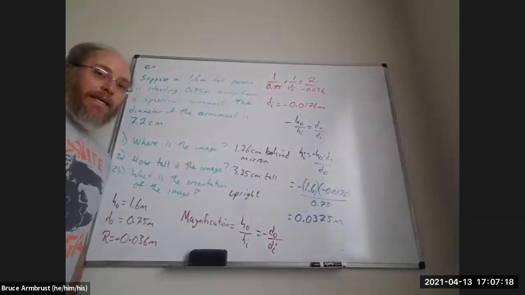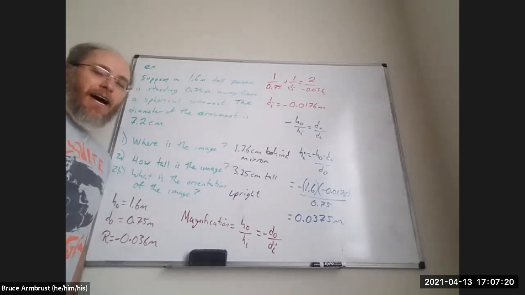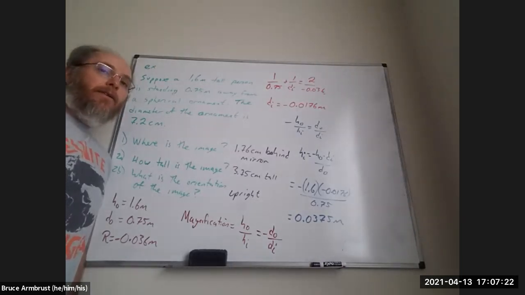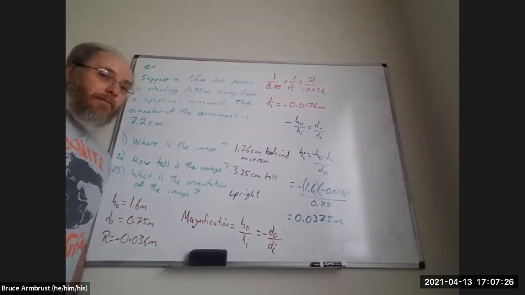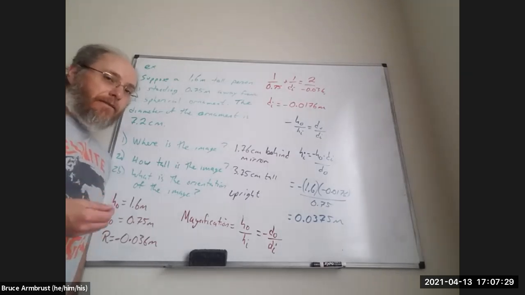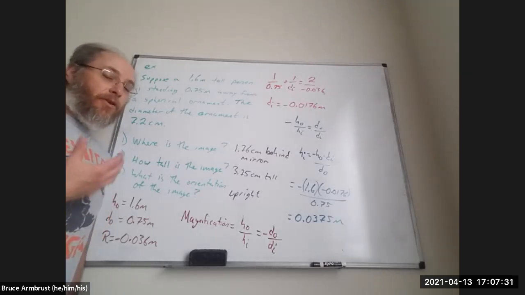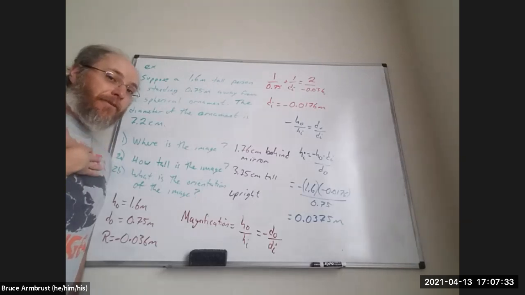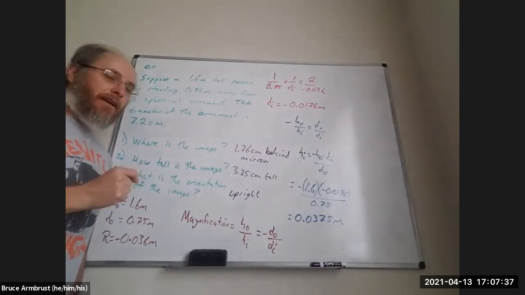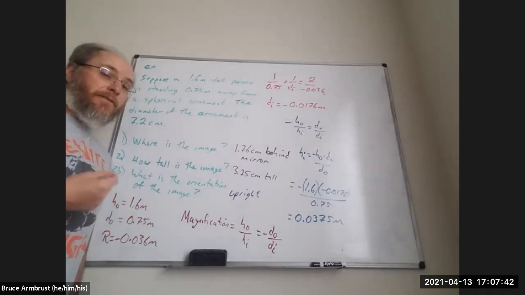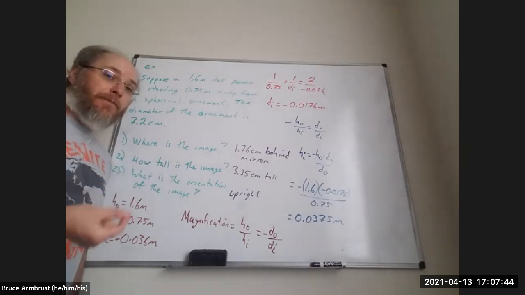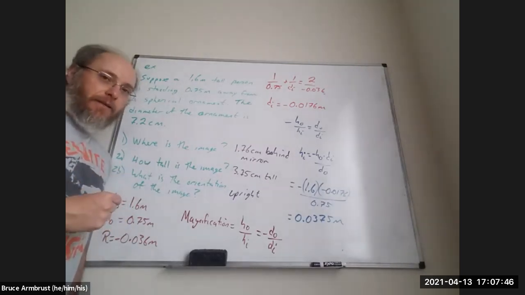Physics world real, and this is object or image, doesn't matter. Real means the light rays pass through that thing. So for the object, the light rays are coming from that object. For the image, the light rays are passing through it. Virtual just means that the light rays appear to be passing through it, appear to be coming from it.